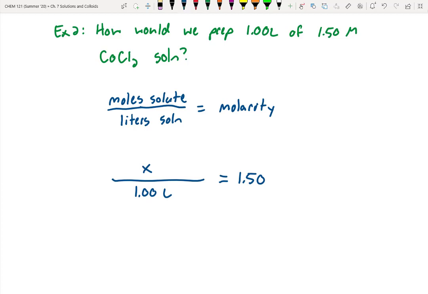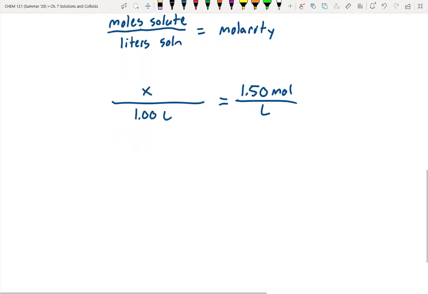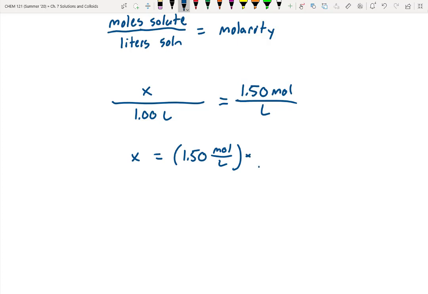Okay, and if you wanted to, you could even say, well, we know that molarity is the same thing as moles over liter. So if you wanted to break it down into a math problem like this, that's perfectly acceptable. So now let's solve for x. Okay, so we could say x would be equal to 1.50 moles over liters times 1.00 liters. It doesn't really matter if you express it this way or like this, it's completely equivalent.